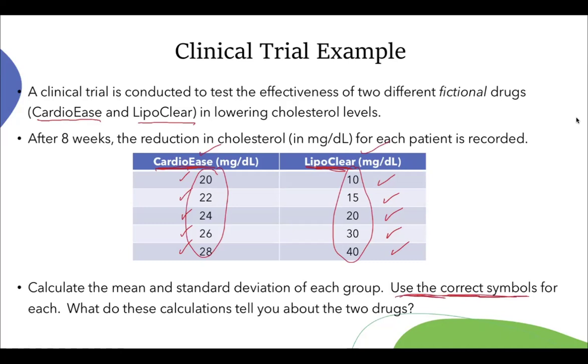So remember that if we're dealing with a clinical trial, this is only done on a sample of patients, so the correct symbols would be X bar for the mean and S for the sample standard deviation. And we'll do that for CardioEase, and we're going to do that for LipoClear. And then we're going to determine what they tell us. What does the mean tell us? What does the standard deviation tell us? So let's go to the calculator and put these two data sets into two different lists.